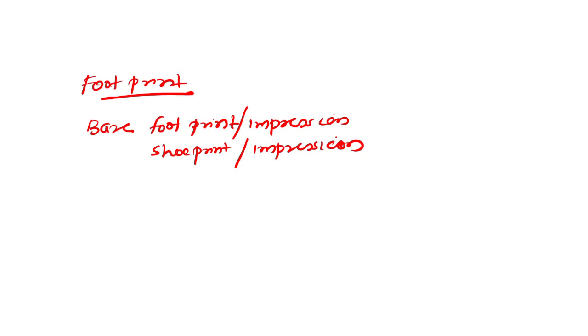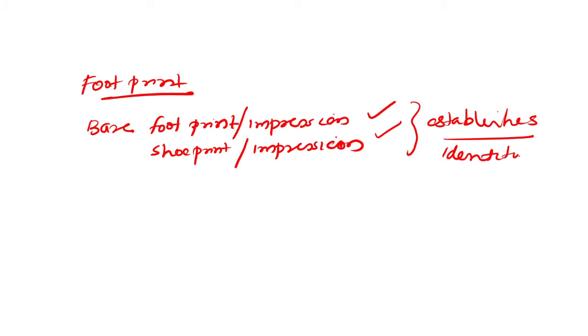So normally a footprint is called a footprint impression or shoe print impression. This footprint or shoe print can establish the identity. Like fingerprints, which we finished in the last class, from footprints also you can establish the identity of the culprit, or you can establish the presence of the culprit at the scene of crime.